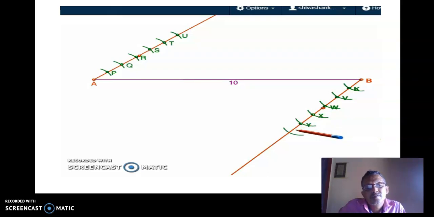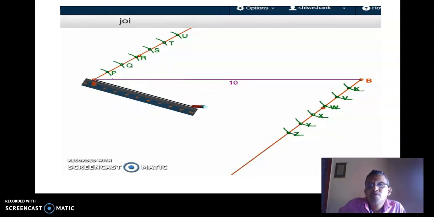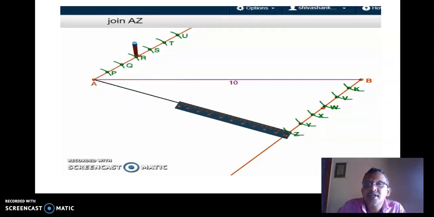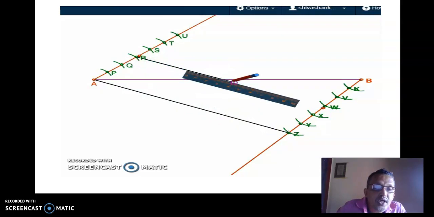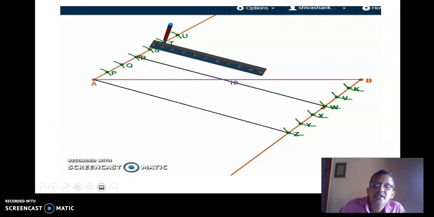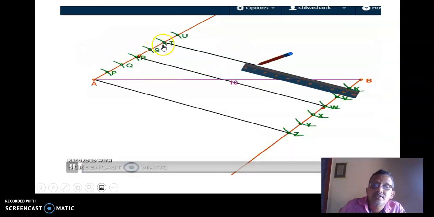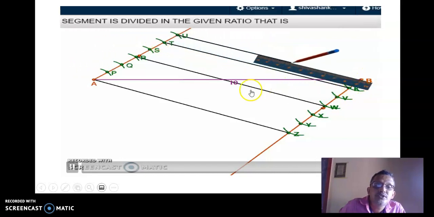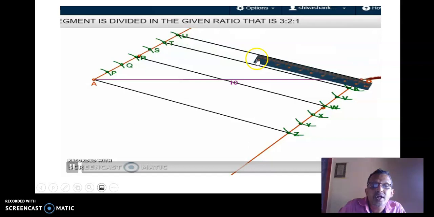Now join A and Z. First join A and Z. Now we want 3:2:1. So therefore PQR, there 3. Here also YZW 3. So join R and W like this. So next two parts 1 2. Here also 1 2. So join TK. So now here 1 remains. So this is 3:2:1 ratio.